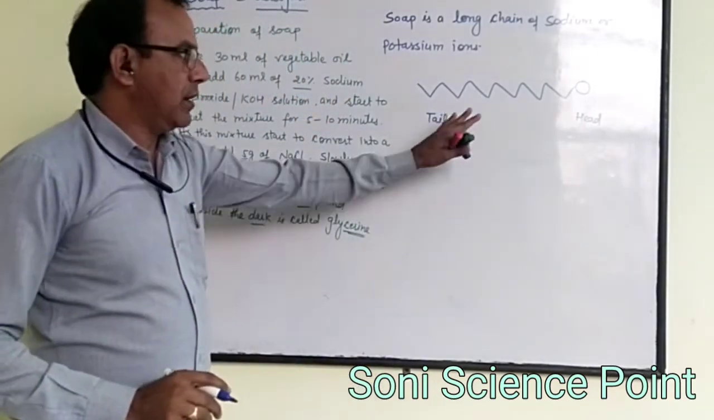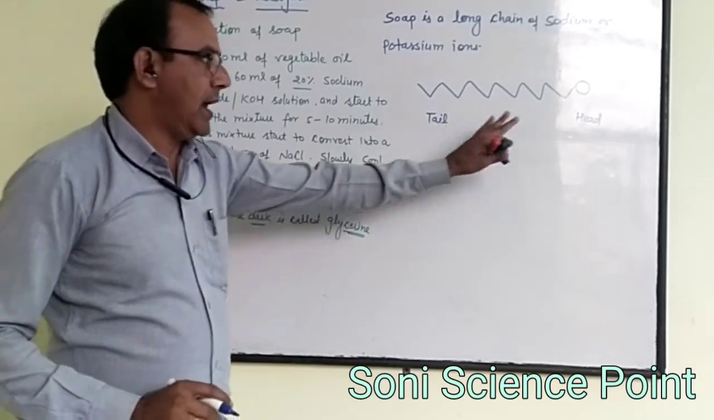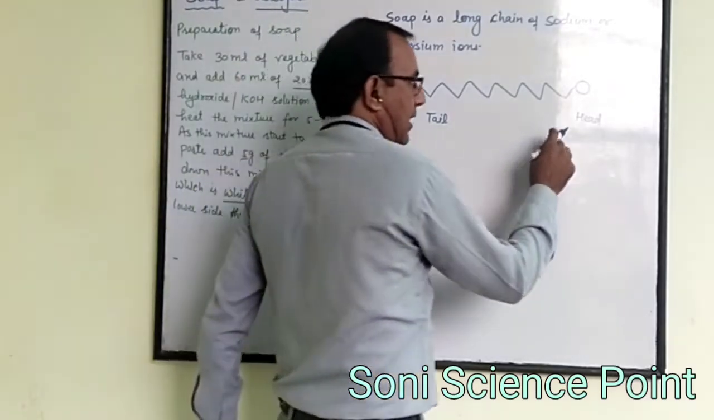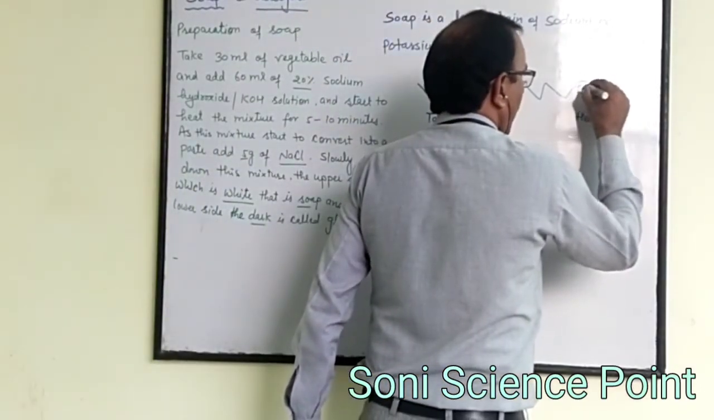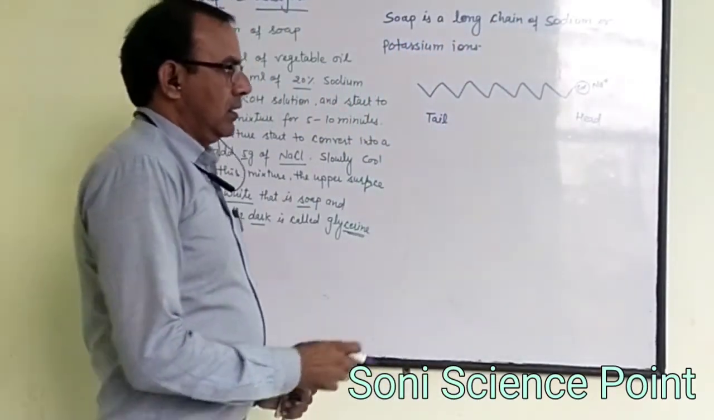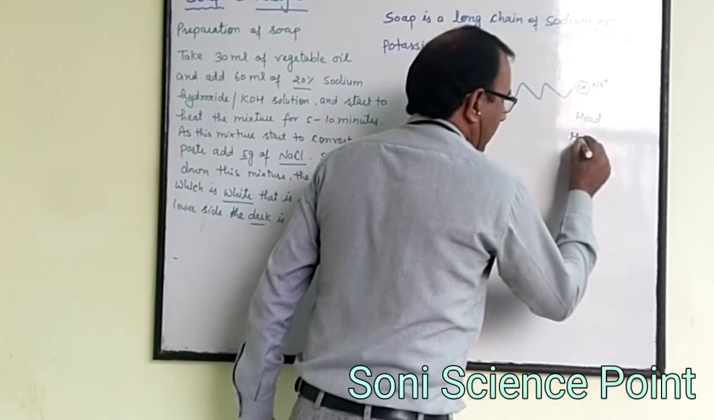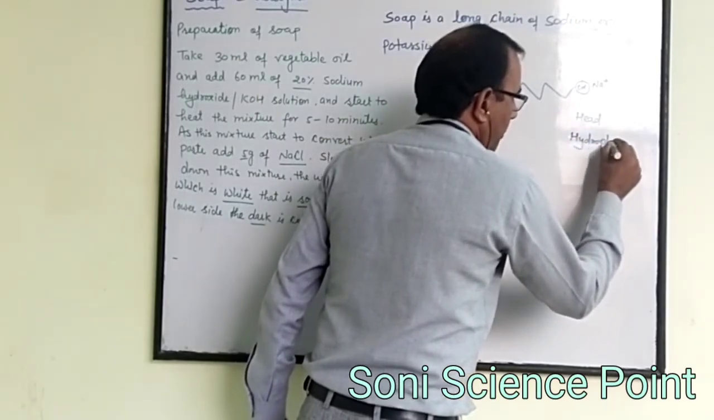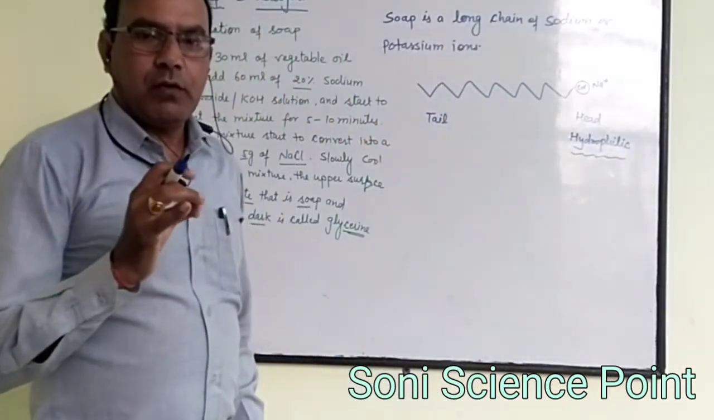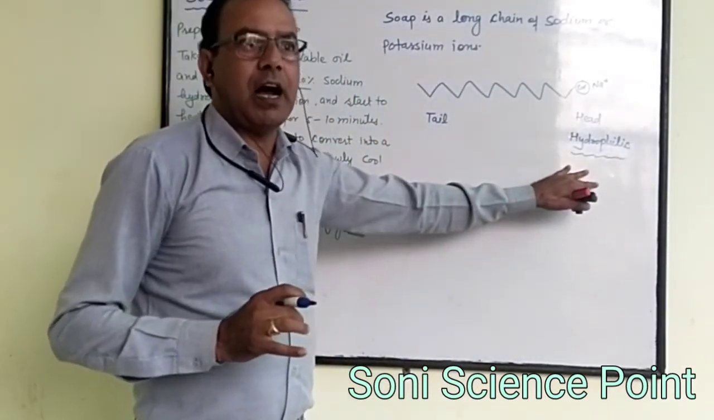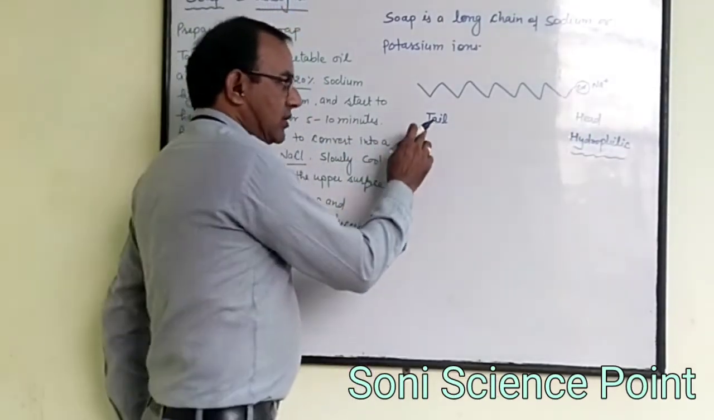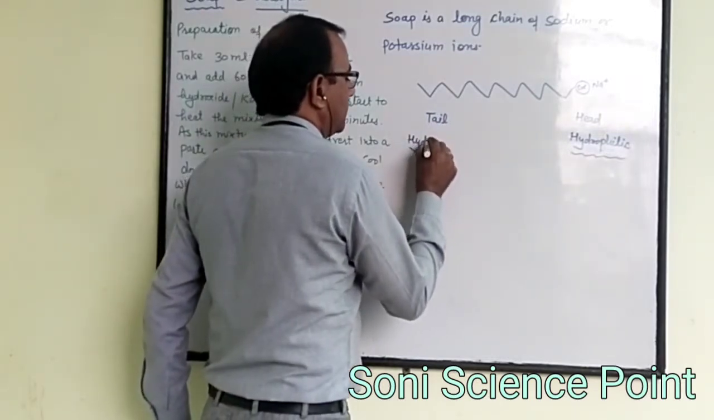A long carbon compound chain has two parts. One end is known as the head and the other is known as the tail. The head contains COO negative and Na positive ions. The head is hydrophilic. What do you mean by hydrophilic? The end which reacts with water easily is called hydrophilic. It means the head reacts with water, whereas the tail is hydrophobic.